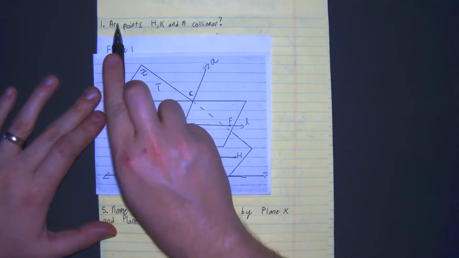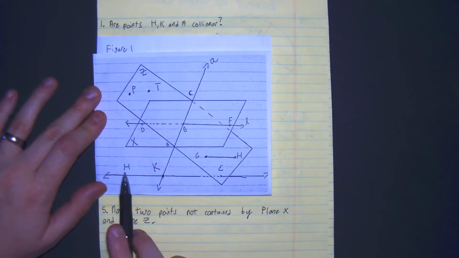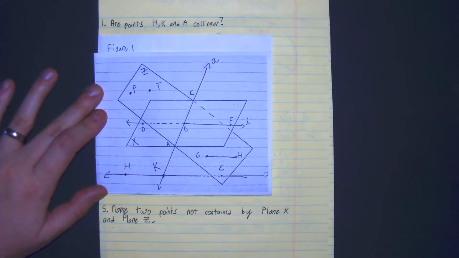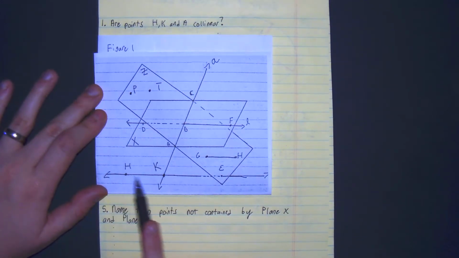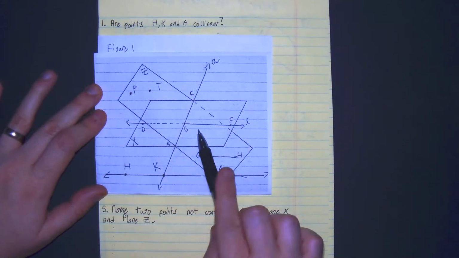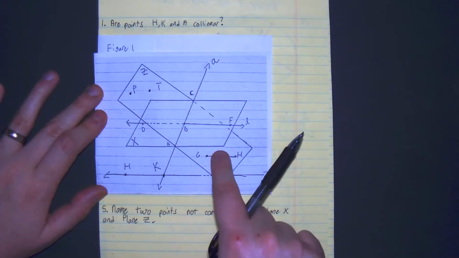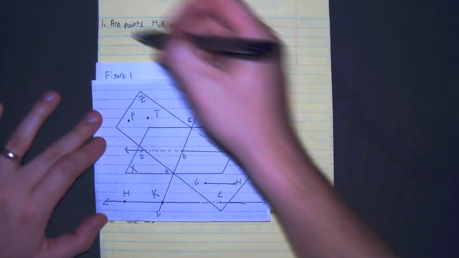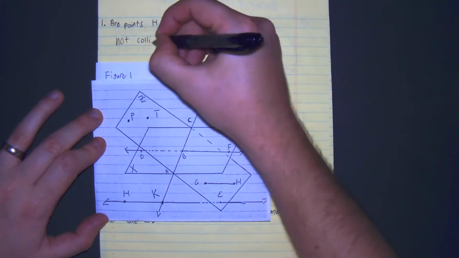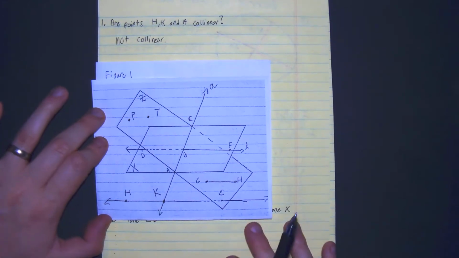The first question says, are points H, K, and A collinear? H, K, A. All right, right away we can see HK, they're collinear, but when you add A, it creates an angle of some sort. So for number 1, using figure 1, not collinear. So they would be non-collinear.